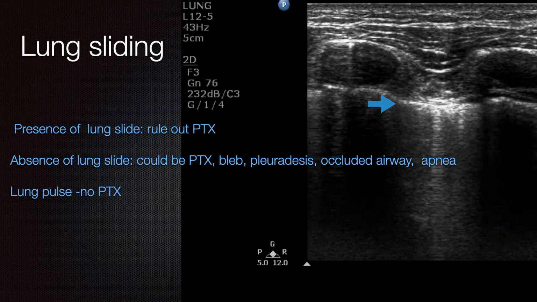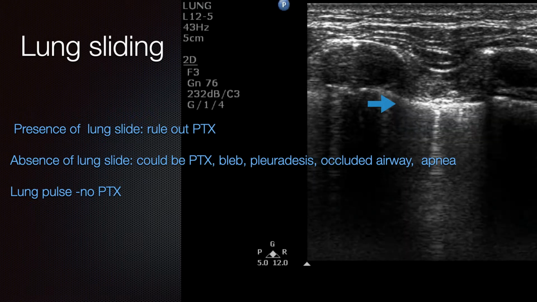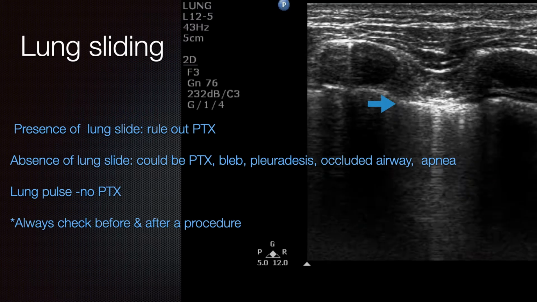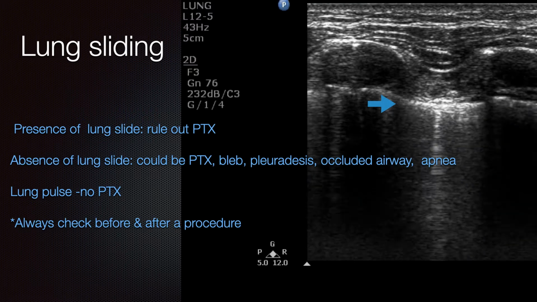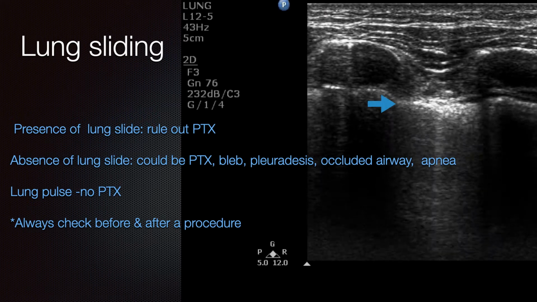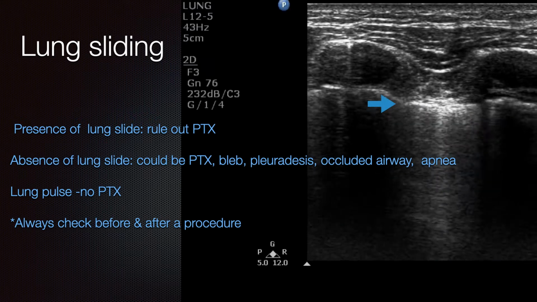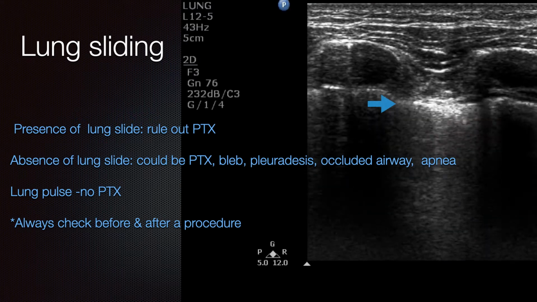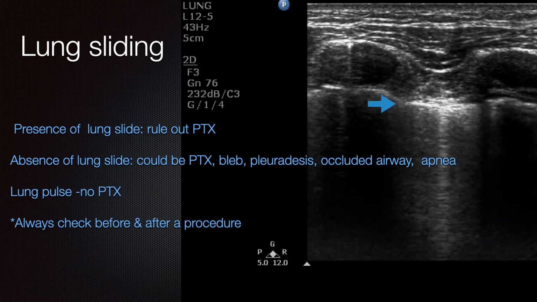And I always recommend you check lung sliding before you do a procedure, such as a subclavian line or a thoracentesis, and then repeat it again after doing the procedure to make sure the lung slide is present. Why do it before? You want to make sure you see good lung slide before you do the procedure, so you don't get nervous that you caused a pneumothorax when it turns out they had a chronic finding like a bleb or a scar up there.